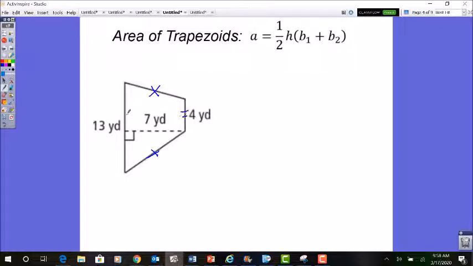The bases have to be parallel to each other. So the only two sides that are parallel to each other are 4 and 13. The distance between those two is 7, so that is the height of the trapezoid. Okay, so the height doesn't always have to be straight up and down, it just has to meet the bases at a right angle. So again, we're going to fill in our formula here. So I'm going to use 0.5 for 1/2 times the height, which is 7, times base 1 plus base 2, which is 17.